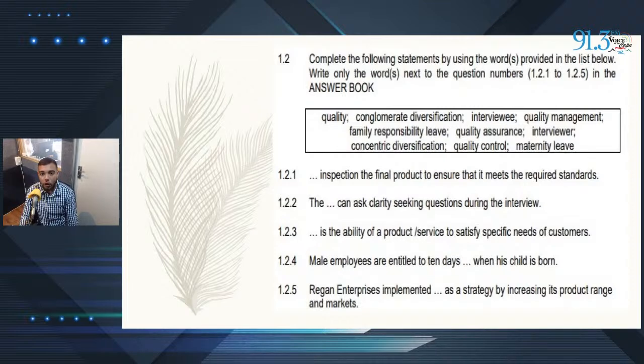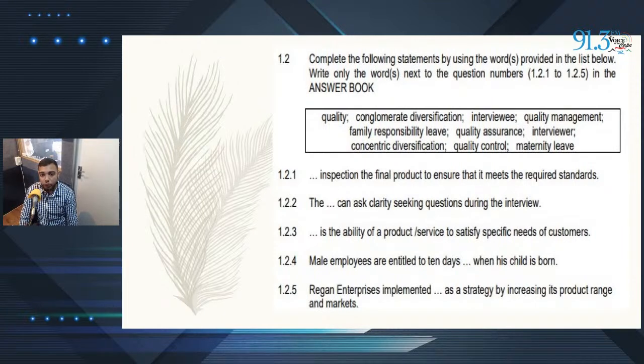1.2.2, the blank can ask clarity seeking questions during the interview. So is it interviewee or interviewer? They are giving you the two distractors, and the answer is interviewee. 1.2.3 is the ability of a product or service to satisfy needs of customers. The answer there is straightforward. Quality is the ability of a product or service to satisfy specific needs of customers.